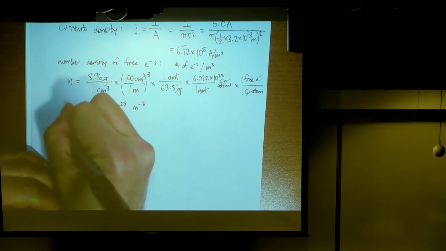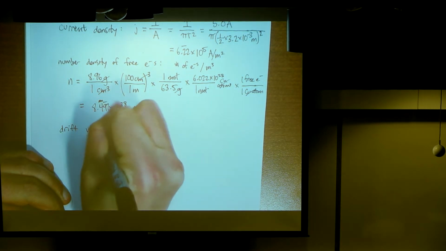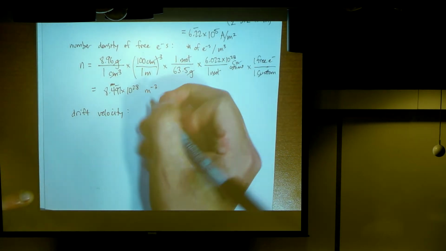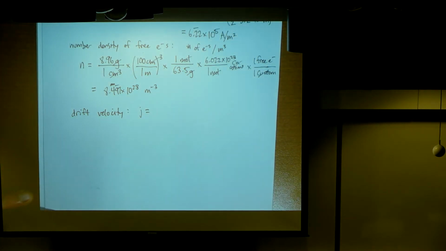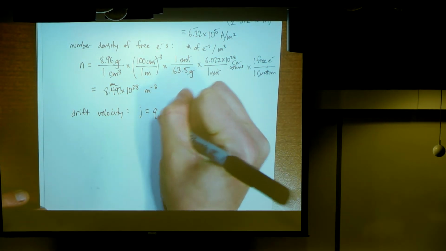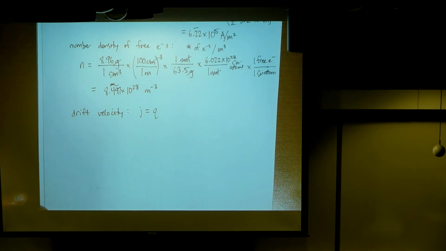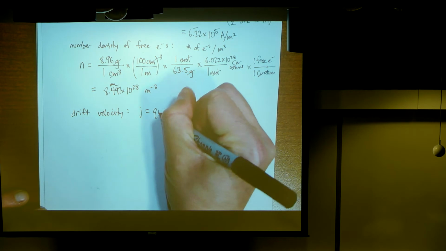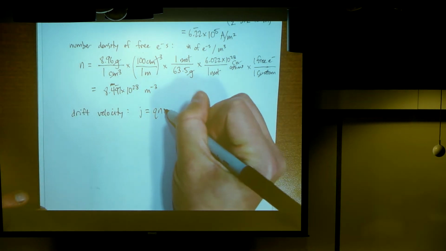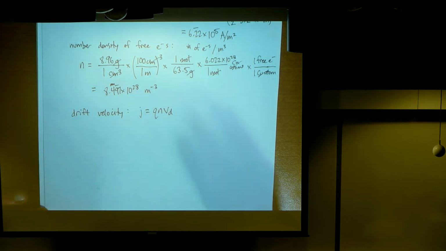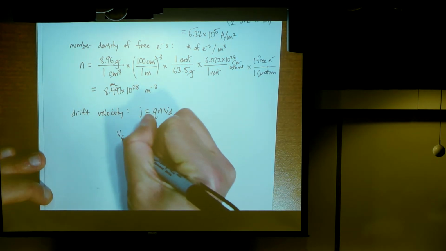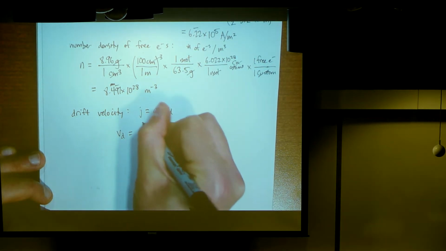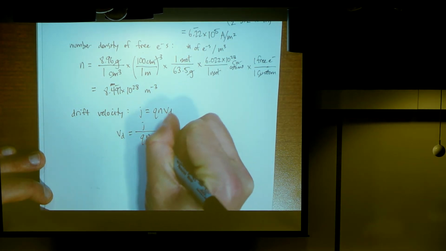Now let's do drift velocity. This is going to be kind of surprising, just how small this comes out. For this, we're going to use the equation we derived. J, our current density, is equal to q, the amount of charge per particle, times n, our number density of particles, times Vd. So q is just going to be the charge of an electron, and we'll simply take the absolute value of that because we just want to get a speed out of this. So Vd is equal to J divided by q times n.